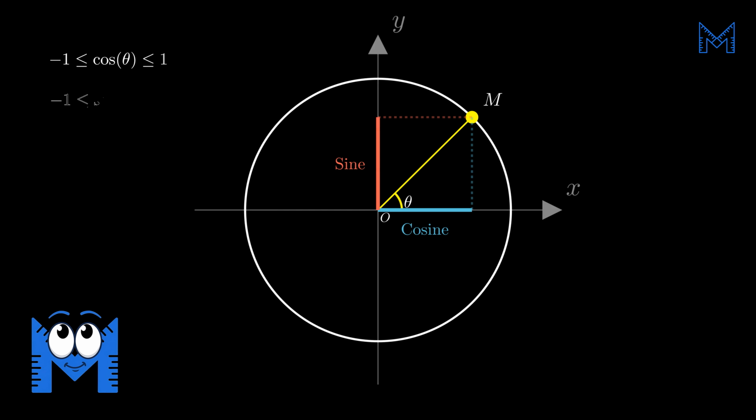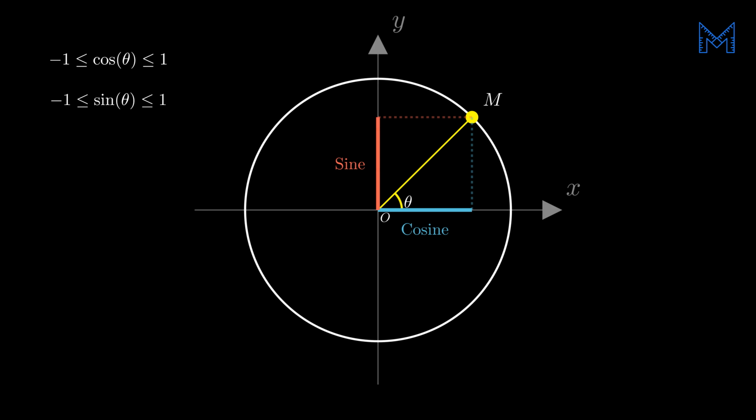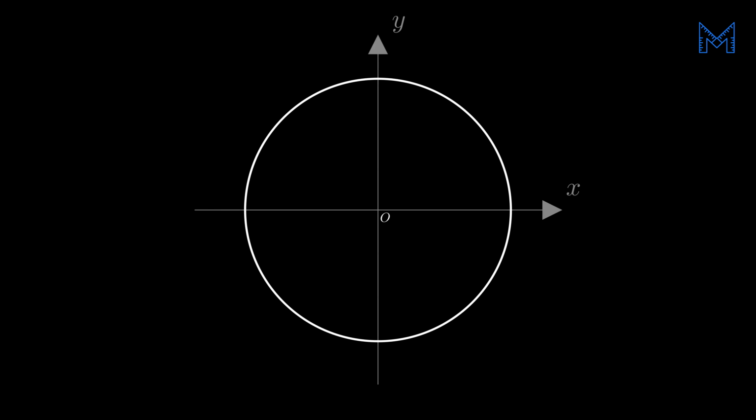Why are cosine and sine bounded between -1 and 1? We know that cosine and sine are bounded between -1 and 1. In other words, for any angle theta, both cosine theta and sine theta belong to the interval -1 to 1. The question is, why? Let us look at the unit circle. On this circle, the radius always has a length equal to 1. The point M moves along this circle, but it can never move away from it.